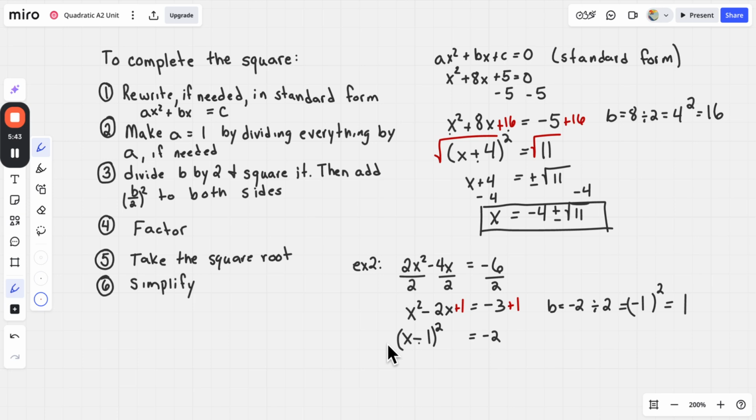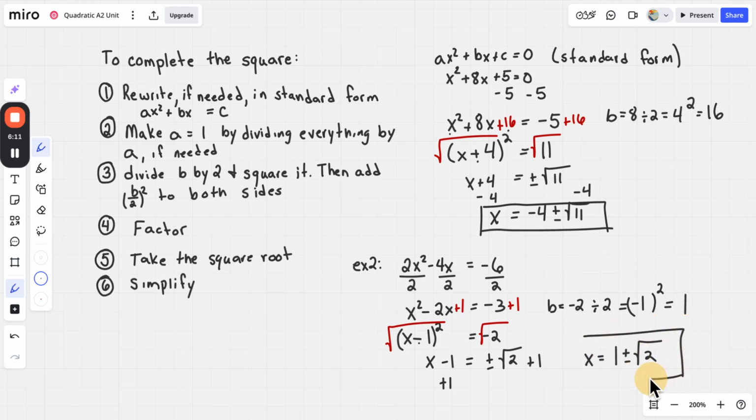I take the square root of both sides, and I end up with x minus 1 is equal to plus or minus the square root of 2. I add 1 to both sides. That then gives me that x is equal to 1 plus or minus the square root of 2. That cannot be simplified any further, so that is my final answer.